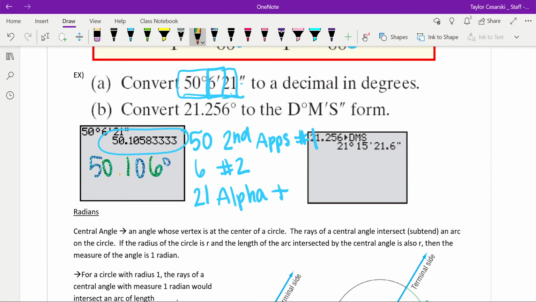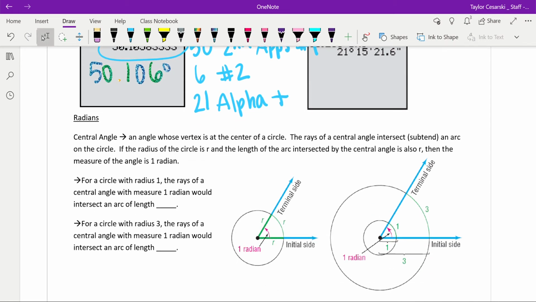All right, we can also go backwards. This one's a lot less work. So we're going to type in 21.256, second apps, and go down to number 4 that says DMS, that stands for degrees, minutes, seconds, and hit enter, and that is our final answer that I just crossed out. That is our final answer. 21 degrees, 15 minutes, and 21.6 seconds. And we'll write it just like that.